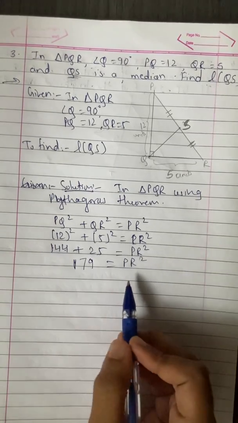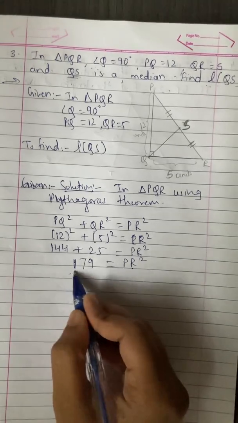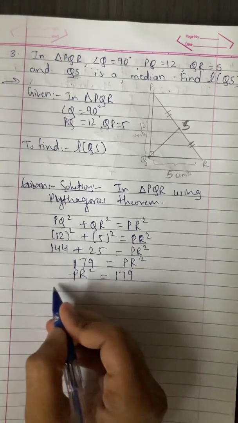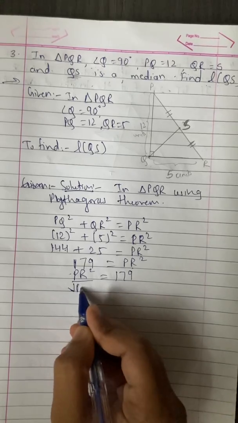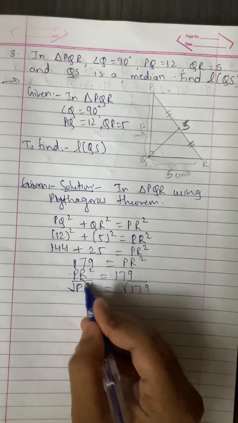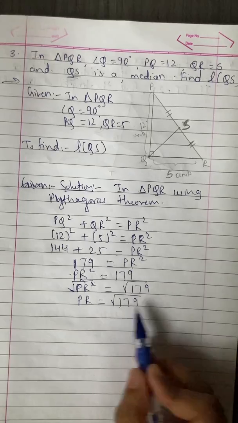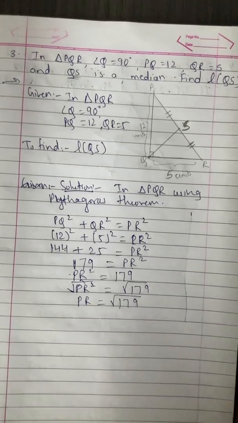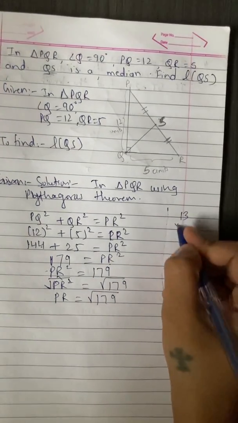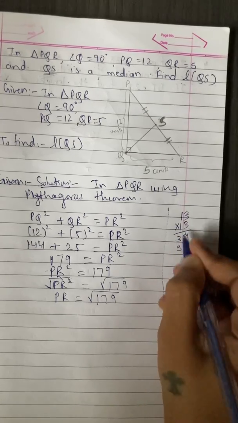PR square. Now if you want to find PR, we have to get rid of this square, so we have to take the square root on both sides. I'll just interchange the sides. PR square is equal to 179. So now taking the square root, we have square root of PR square and square root of 179. So PR square, square root and square get cancelled, so PR is equal to root of 179. So I think 179 is a square of 13, I guess 13 or 14. So let us check. 13 into 13, 3 3s are 9, 3 1s are 3, 0, 3 1s are 3 and 1 1s are 1.